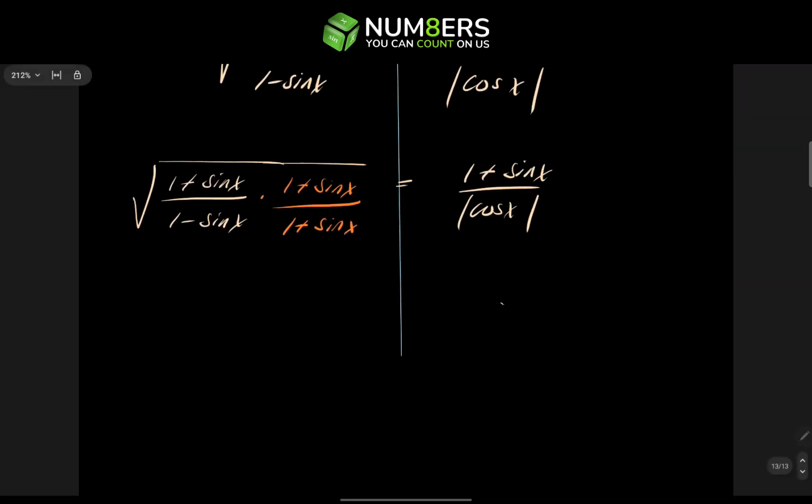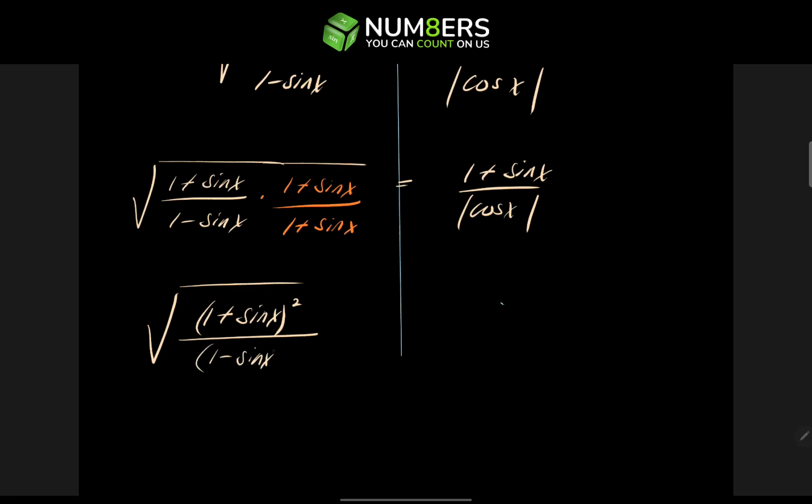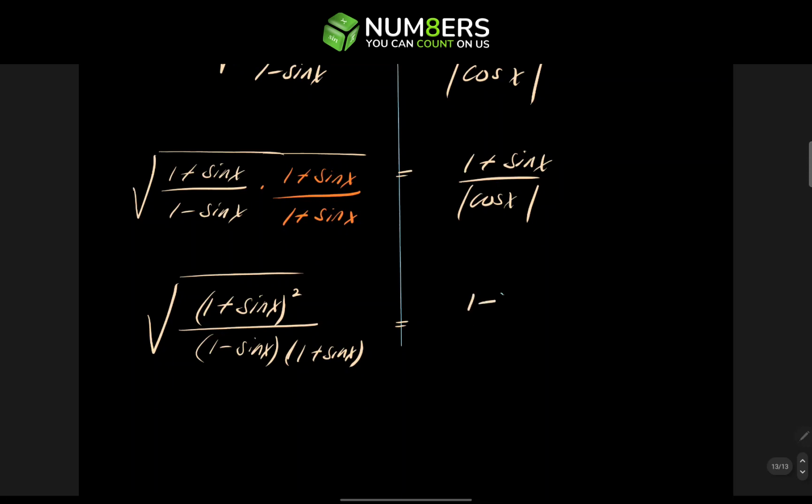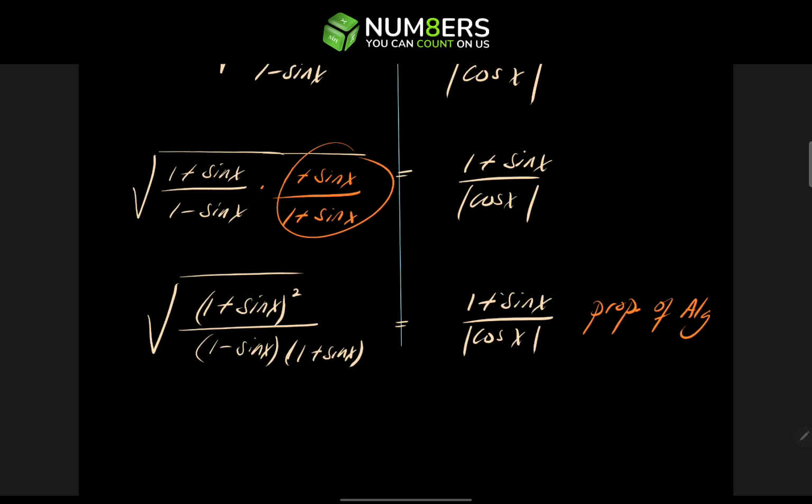Okay, and now here we have the square root of 1 plus sine x squared all over 1 minus sine x times 1 plus sine x. We're going to multiply the bottom out, but first let's just write down what we did for the top. And here we did 1 plus sine x over cosine of x. Here we just did properties of algebra because we multiplied by a fraction that is equal to 1.